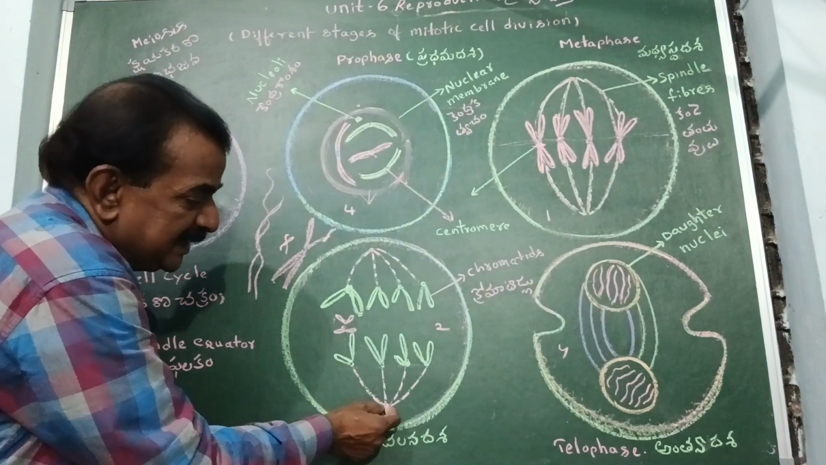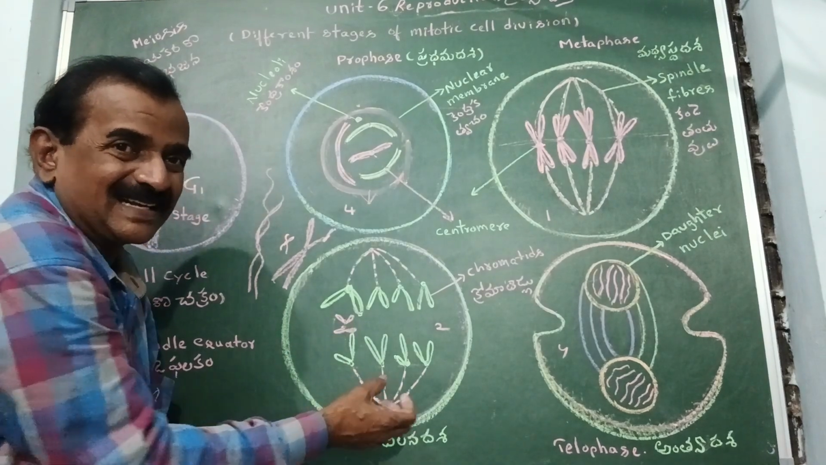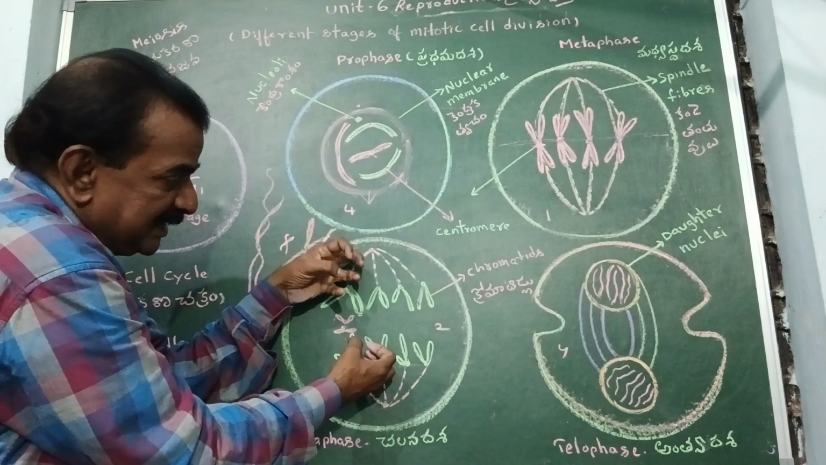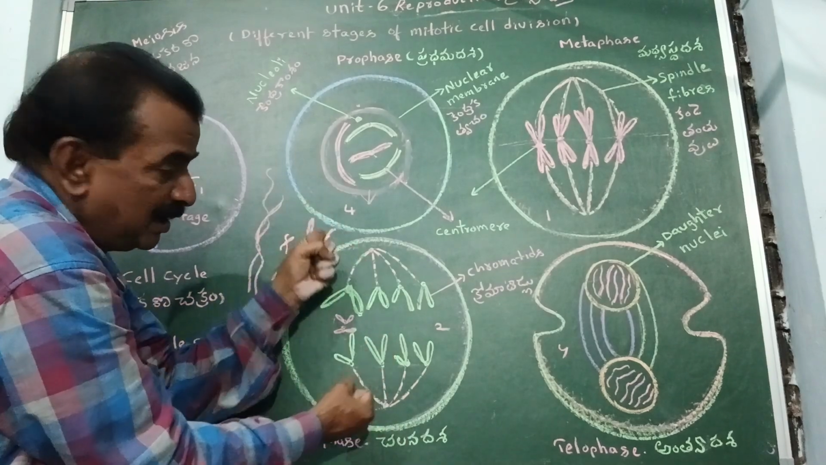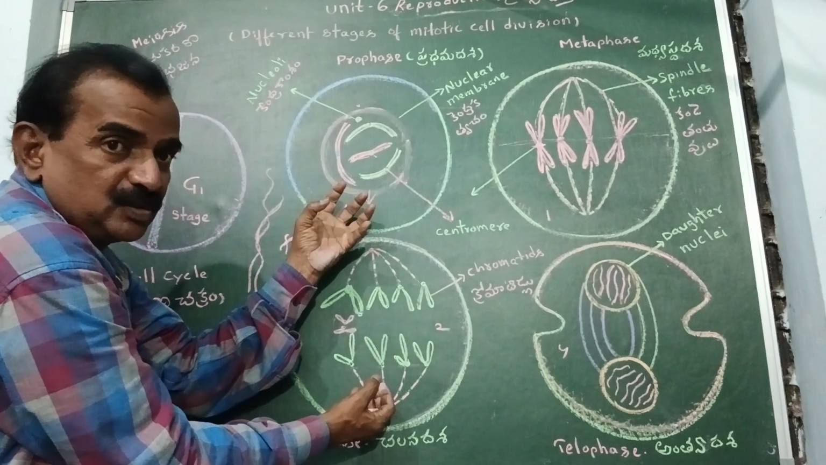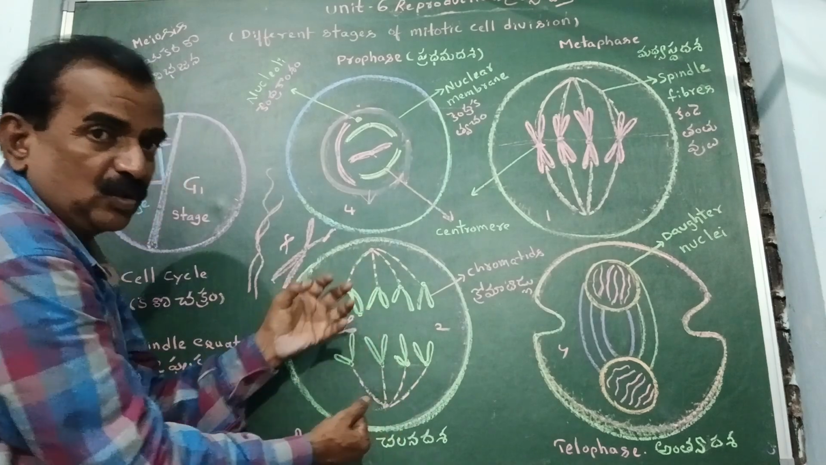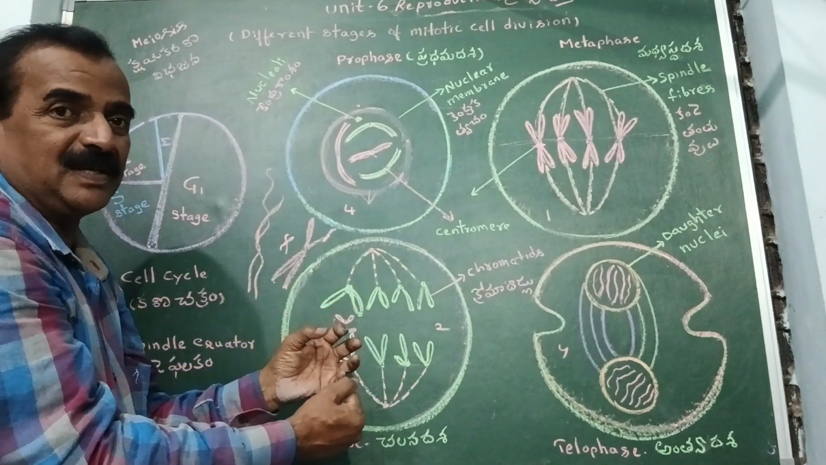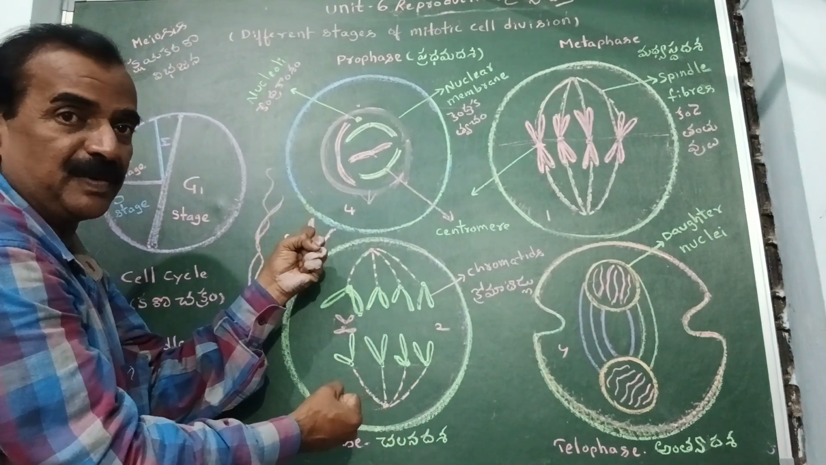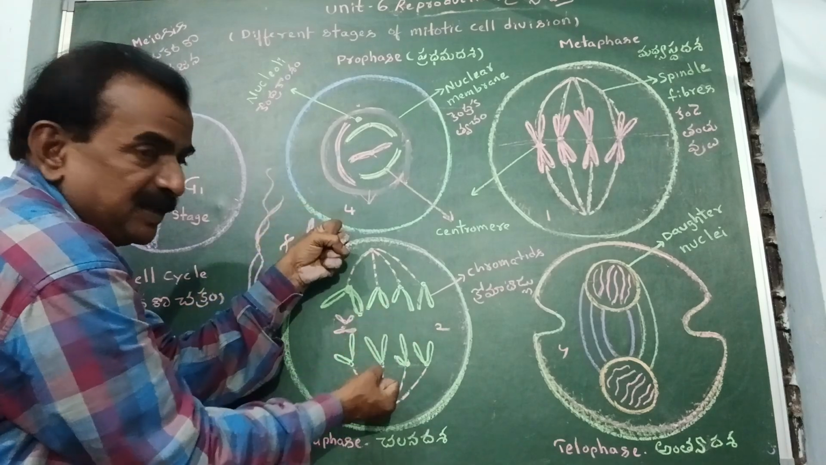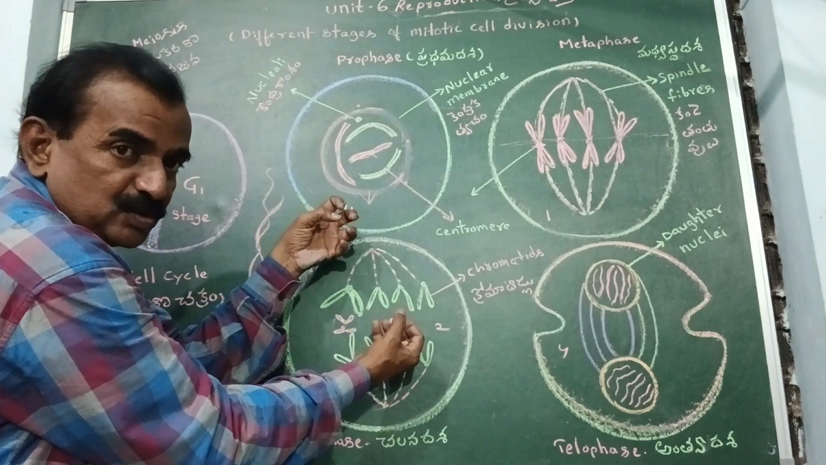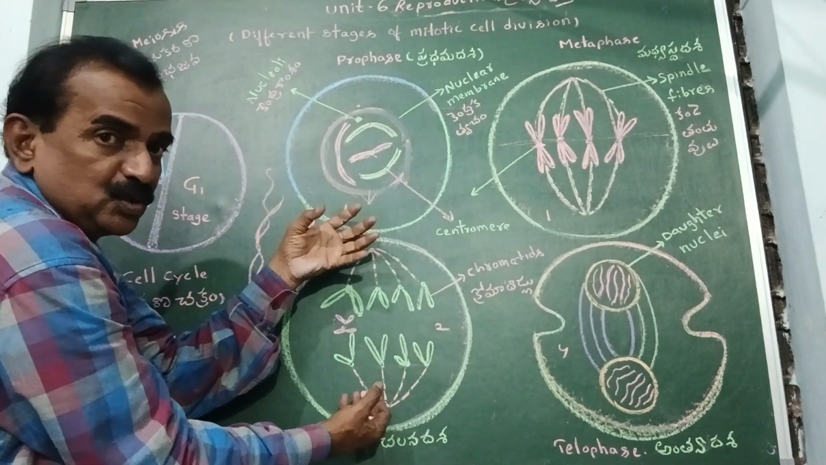Again, you see, the spindle fibers condense, and they pull some of the chromosomes upwards and some of the chromosomes downwards. So what will take place? Contraction of the spindle fibers takes place, and finally the spindle fibers drag some of the chromosomes downwards and upwards toward the poles.